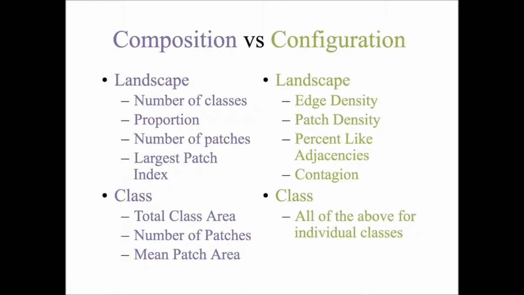So the total area of an individual class, the number of patches of an individual class, or the mean patch area for that class. Configuration, or how those particular classes are arranged on the landscape, can also be calculated at the landscape or the class level. Landscape metrics for configuration include edge density and patch density, which are related, percent-like adjacencies, which is the likelihood that a patch is adjacent to a neighboring patch of the same type, and contagion.